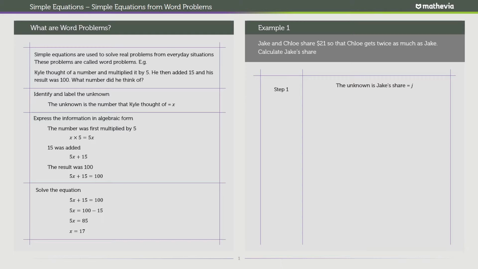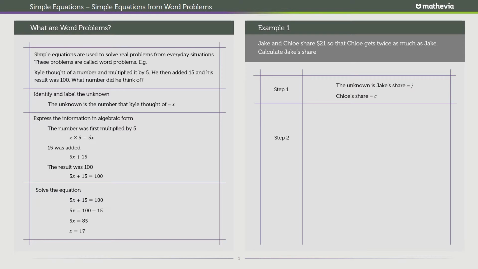Okay, and we actually don't know what Chloe's share is. We know that Chloe's share is twice as much as Jake, but we don't know what Chloe's share is. So we're going to label Chloe's share as well. We're going to call Chloe's share C. Okay, now let's go ahead and break down the information in the question.